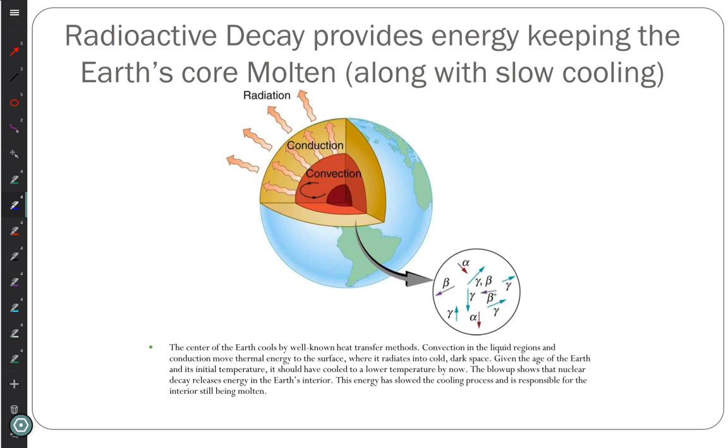The other 99% of our budget comes from the sun. The other 1% is from radioactive decays inside the earth.